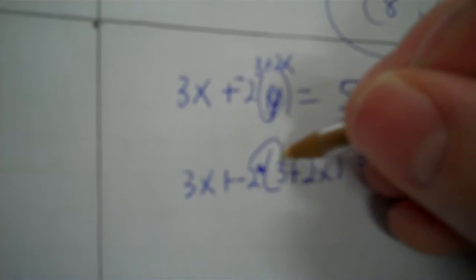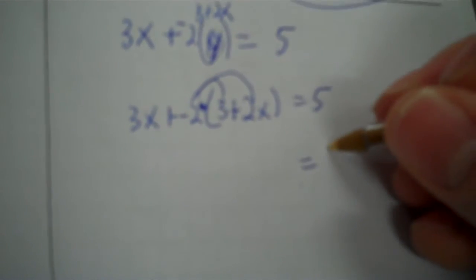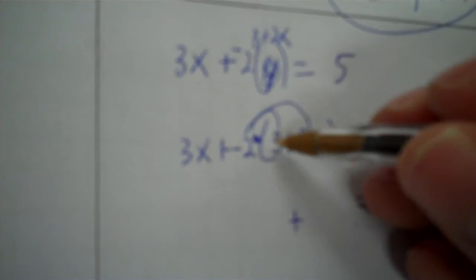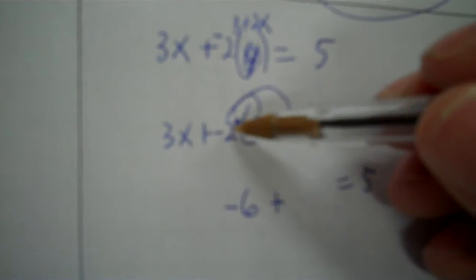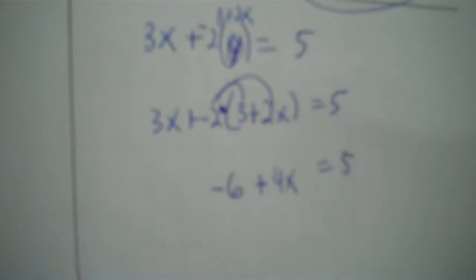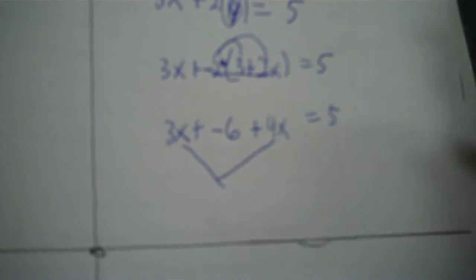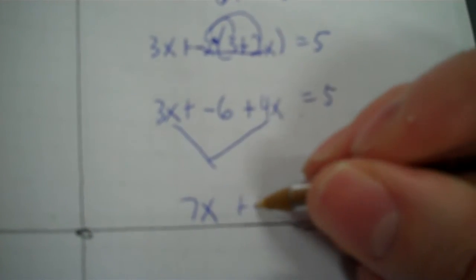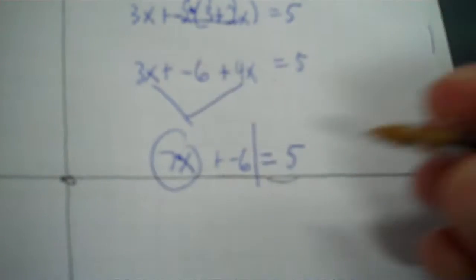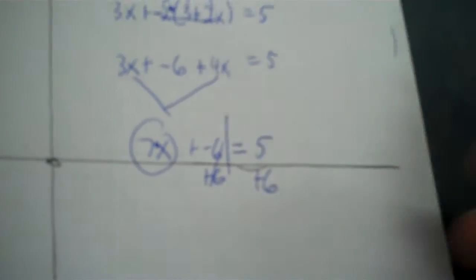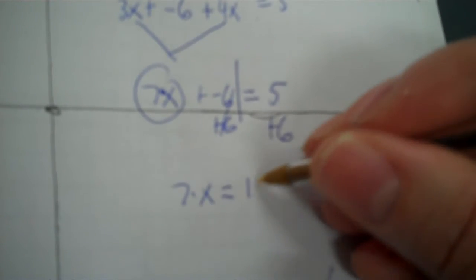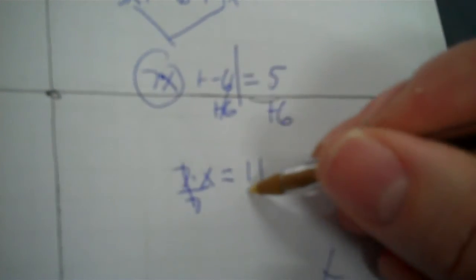So we distribute the negative 2. That's why I made that plus negative, so I know that I'm distributing a negative. So plus negative 2 times 3 is just negative 6, and then negative 2 times 2x is negative 4x. Okay. Then we have the 3x that we need to add. So now I add the x's. Okay. 3x plus negative 4x is negative x plus the negative 6 equals 5. So you add 6. So negative x equals 11. And then we divide each side by negative 1.